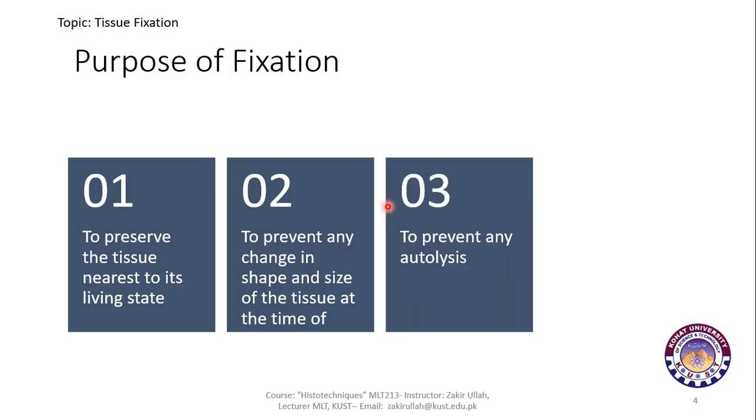The third purpose of fixation is to prevent autolysis. Autolysis is the process in which the cell destroys itself by releasing different types of enzymes. These enzymes, which are released in the cells, destroy their own cells. So, this process is called autolysis.